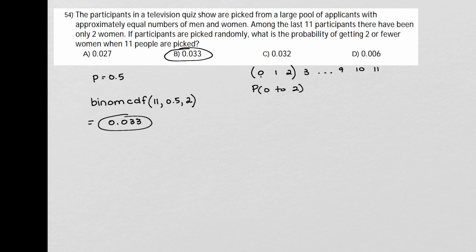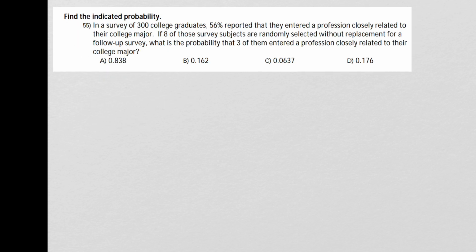And then for question 55, it says, in a survey of 300 college graduates, 56% reported that they entered a profession closely related to their college major. If 8 of those survey subjects are randomly selected without replacement for a follow-up survey, what is the probability that 3 of them entered a profession closely related to their college major?